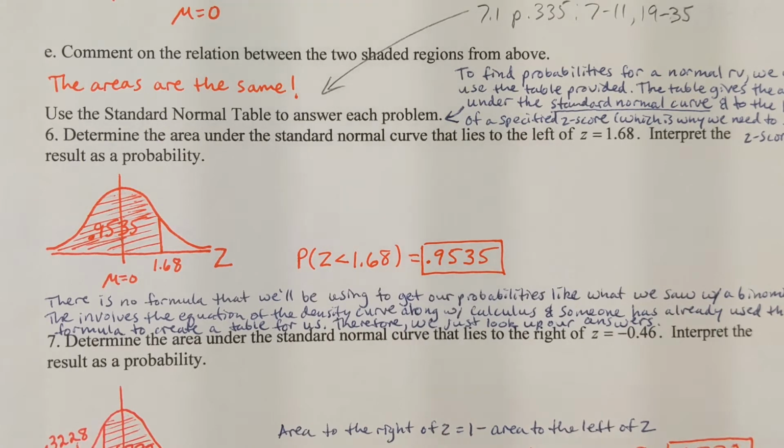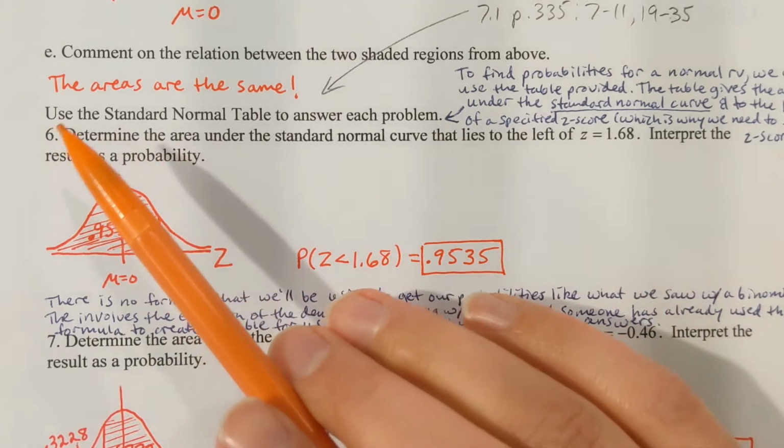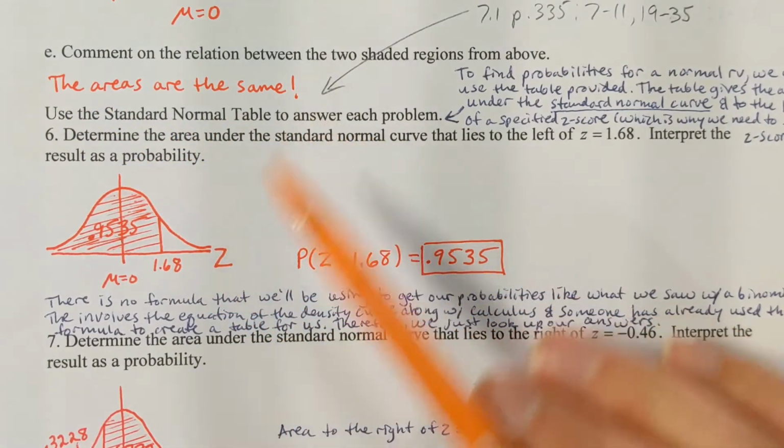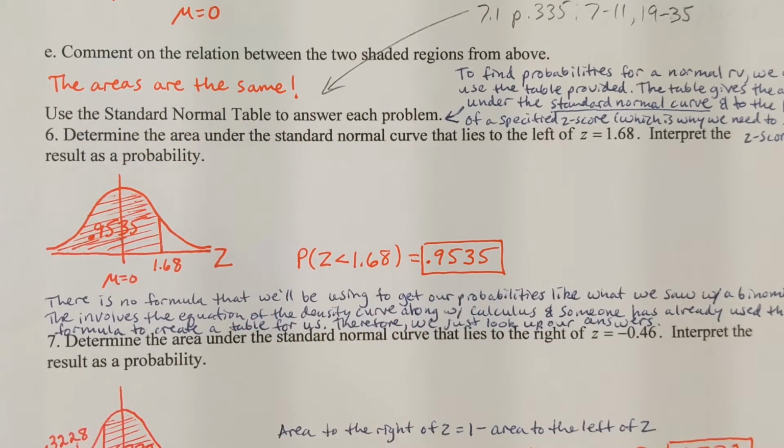Okay, so in this section we're going to be using the standard normal table to answer some problems, and I'll show you how to use that table here in just a moment. 7.2 has quite a bit of information in it, so this will likely be split up into a few videos here. All right, so let's take a look at problem 6.